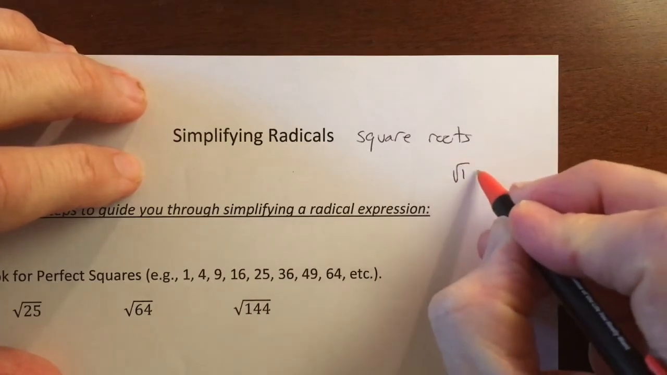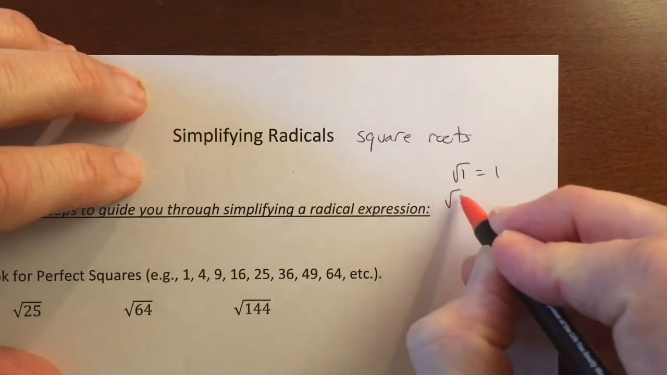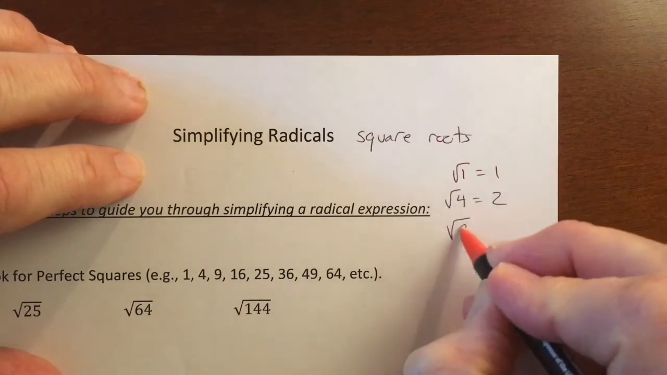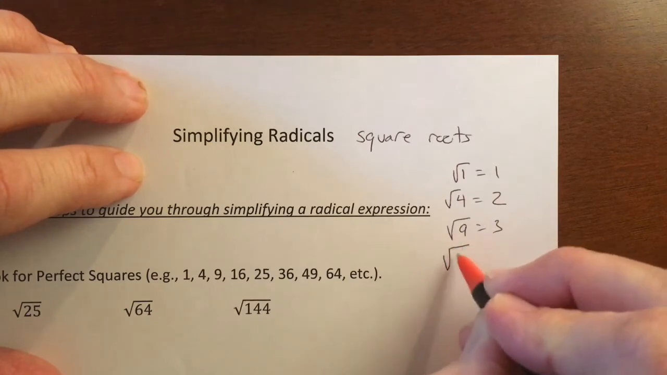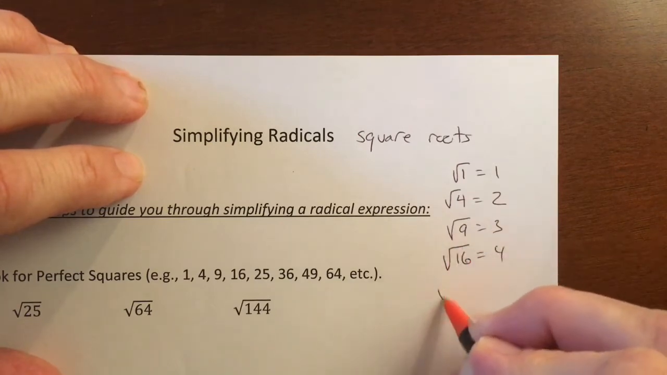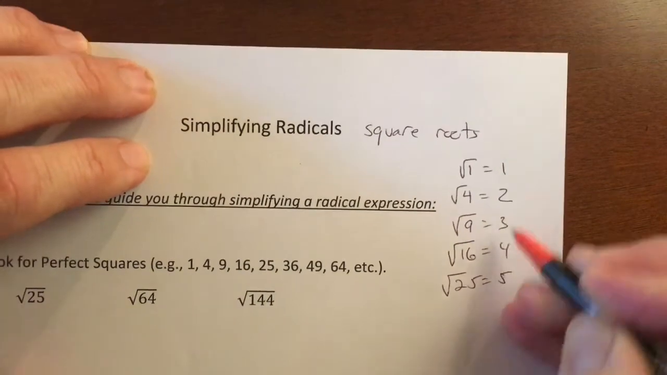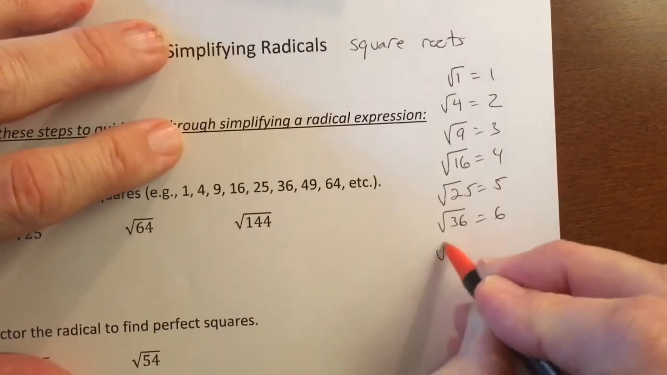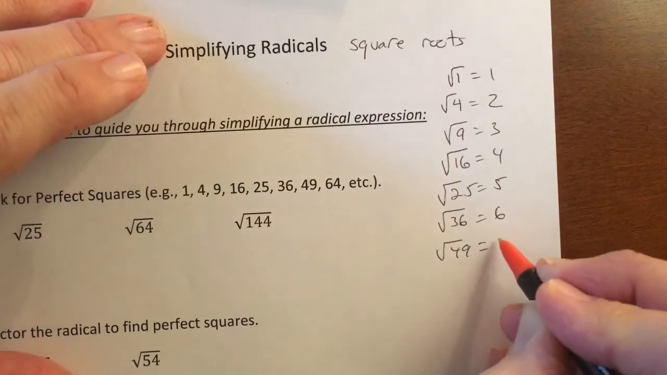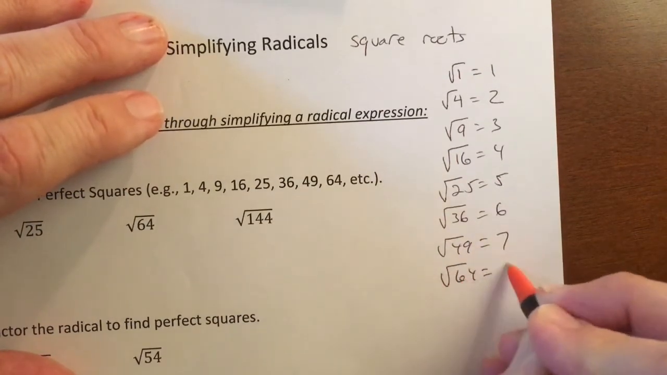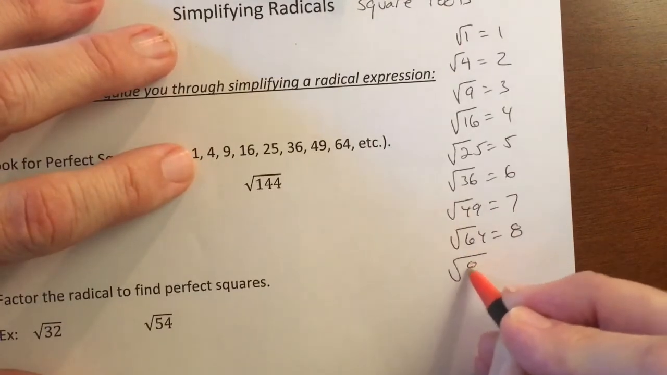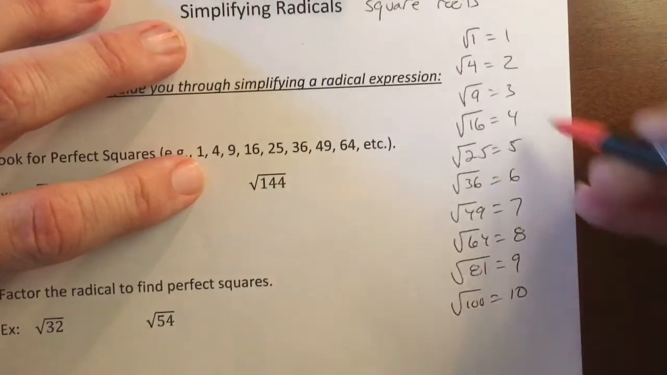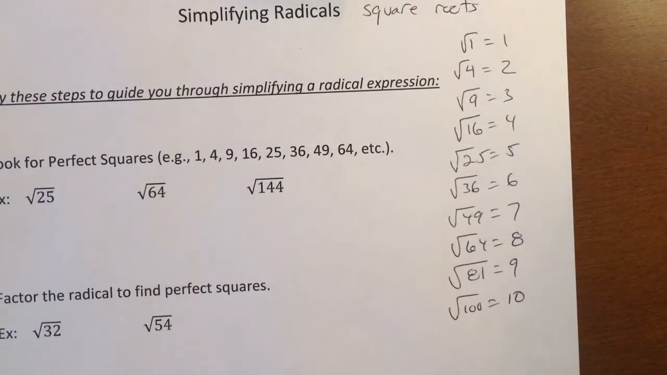Square root of 1 equals 1. Square root of 4 equals 2. Square root of 9 equals 3. Square root of 16 equals 4. Square root of 25 equals 5. Hopefully you're seeing the pattern here. Square root of 36 equals 6. Square root of 49 equals 7. Square root of 64 equals 8. Square root of 81 equals 9. And square root of 100 equals 10. Hopefully you have them memorized, you know them.